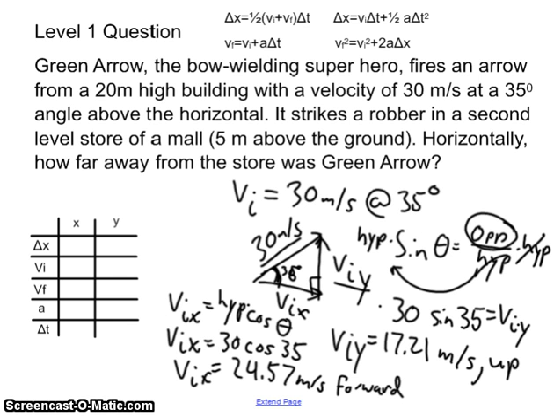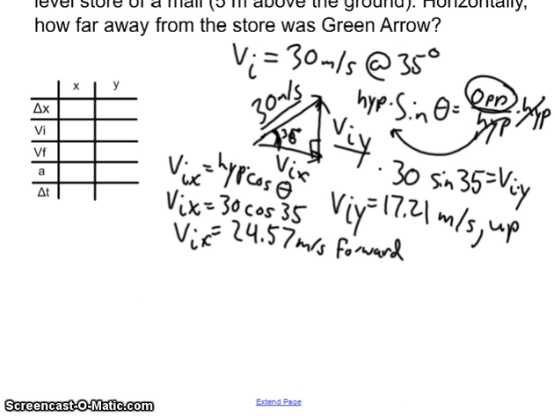Okay, so I'm just going to extend the page there a little bit, so I'll scroll back up to the problem if we need to. But let's take those values and throw them into our handy dandy chart here. So we have our viy is 17.21, and we have our vix is 24.57.